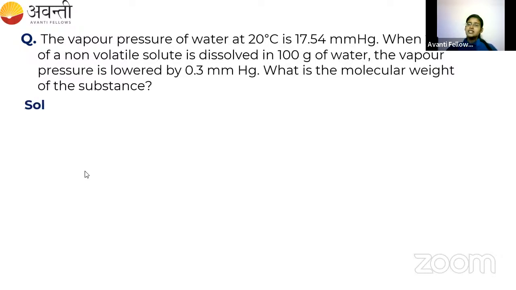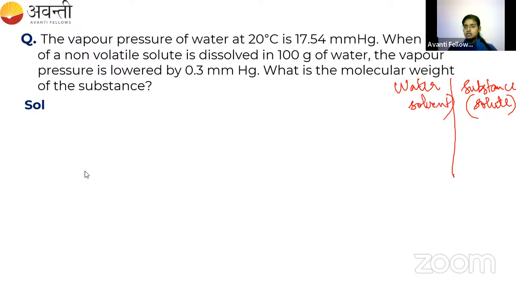What do you mean by substance? Is it a solute or solvent? Substance means solute, right? And water is a solvent. So these are the two components: water is the solvent, 1, and the substance is the solute, 2. The vapor pressure of water is given.